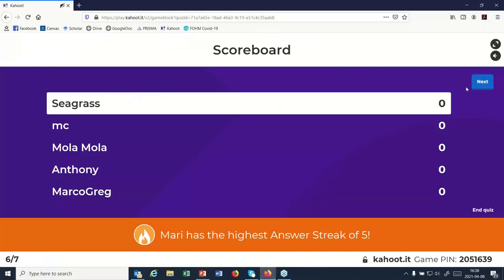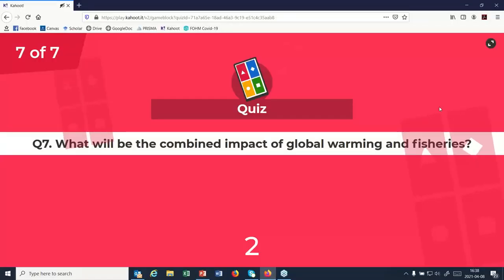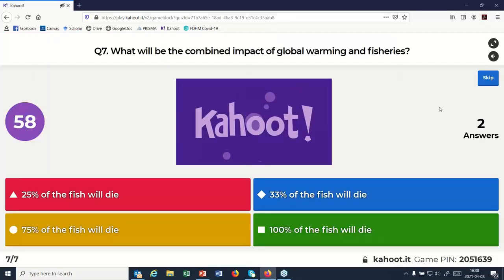So let's go back to Kahoot and let's try this. So two stressors that are not interacting and have both an effect of 50% mortality. What's the consequence when you combine them? That leads to 25% of all the fish dying, 75%, 33%, or 100% of all the fish dying. All right, takes a little bit more time for that one. Doing mathematics, I guess, in your head.